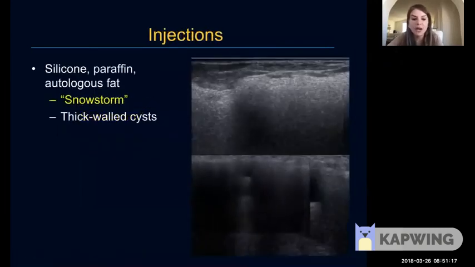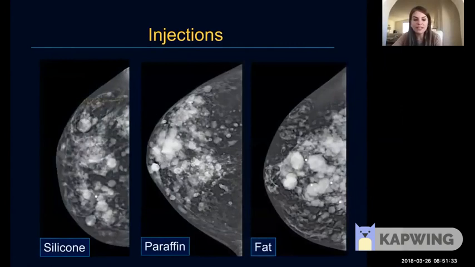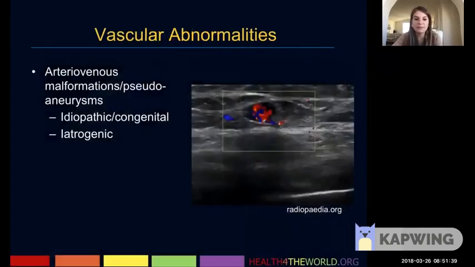Some places do silicone or paraffin injections free into the breast. This is illegal in the United States, but not in all countries. So you might see this diffuse snowstorm appearance or thick-walled cysts, and this is related to injections into the breast. And this is what that would look like on mammography. And we went over this in the calcification lecture a little bit.